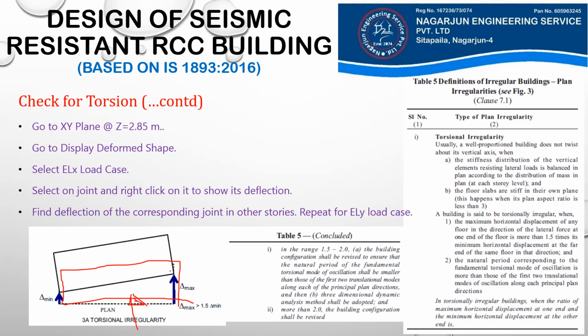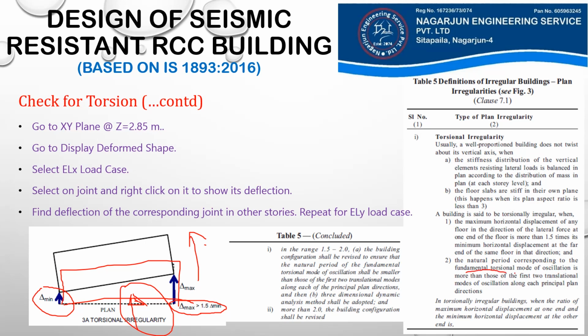So if this greater displacement, which is represented by delta max, is greater than 1.5 times the lesser displacement, that is delta min, then our building is said to be torsionally irregular. Remember this, delta max should be greater than 1.5 times delta min for the same lateral force and for the displacement in the same direction. This is one condition. And another condition is that the natural period corresponding to the fundamental torsional mode of oscillation.